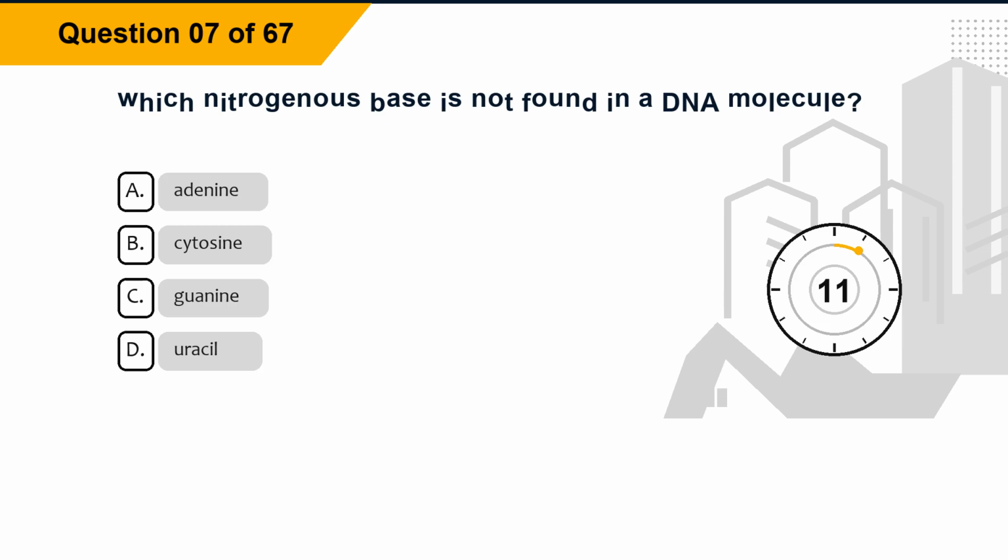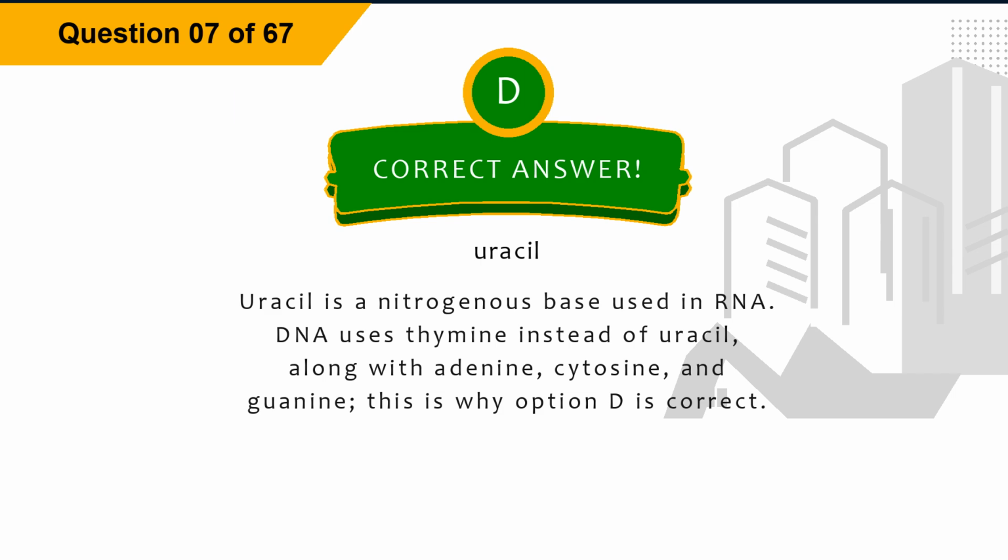Question 7. Which nitrogenous base is not found in a DNA molecule? Option A, adenine. Option B, cytosine. Option C, guanine. Option D, uracil. The correct answer is option D, uracil. Explanation. Uracil is a nitrogenous base used in RNA. DNA uses thymine instead of uracil, along with adenine, cytosine, and guanine. This is why option D is correct.